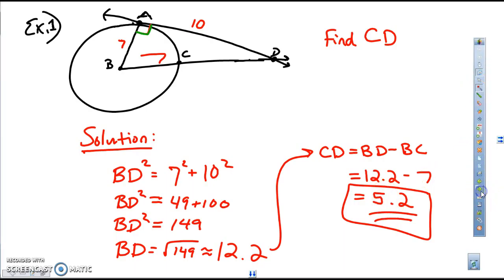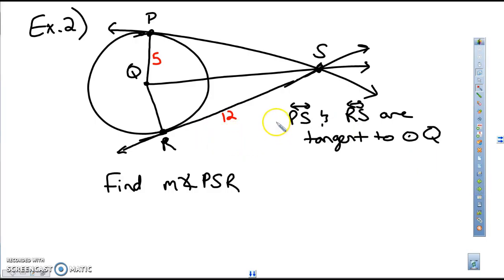All right, next one, another test question. We're given a couple of tangent lines to this circle Q. We know that the radius here is 5, and one of these tangent segments has length 12. What I want you to do is find the measure of this angle PSR. So go ahead, pause the video.